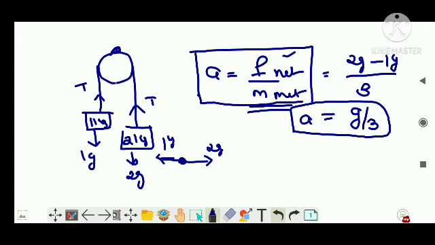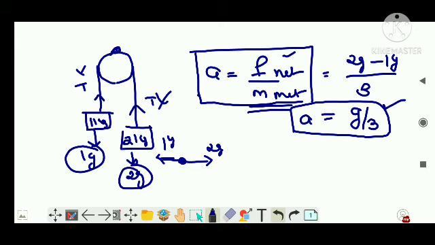Net force means what? The tension T we cannot consider because it is a part of the system. This 2g and 1g is exerted by an external force known as gravity. So I will write net force. Both of them are in the opposite direction with respect to the pulley, so it becomes (2g minus 1g) divided by 3. That is a trick for memory.